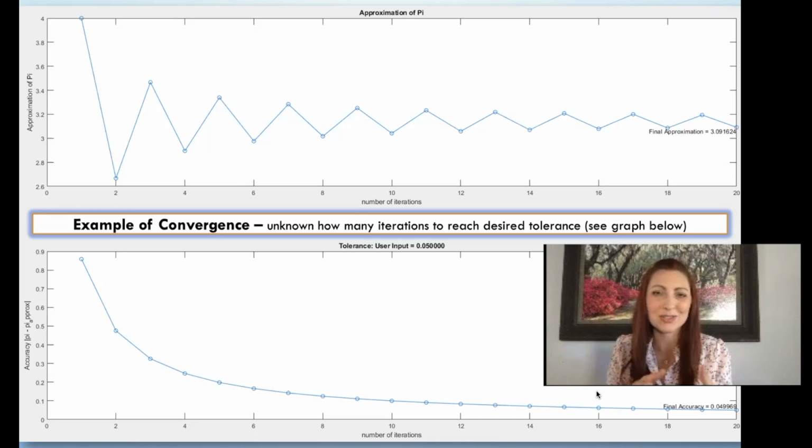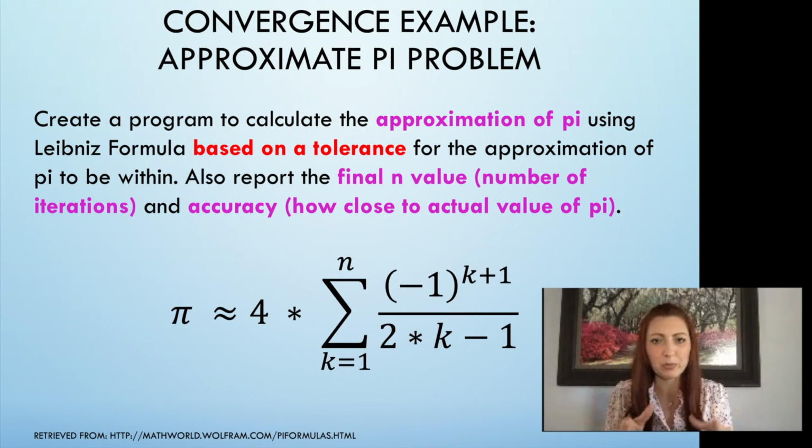And again, this is just the context that we'll be using for the example code. This here is the problem that we're going to be going through, the approximation of pi using this formula. And we're going to be coding that in MATLAB today. If you read the actual problem, you'll see I've already identified my outputs and my input. I have my input in red. So everything is going to be based on a user input for tolerance.